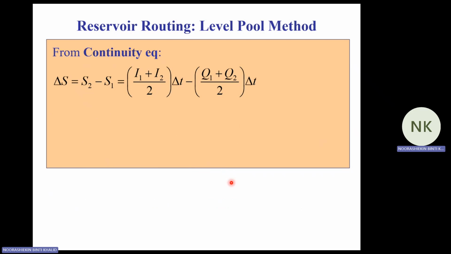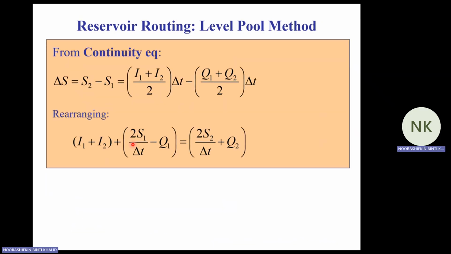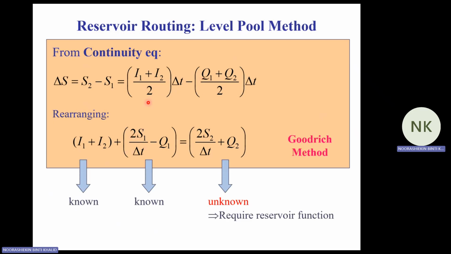For the Goodrich method, we arrange from this equation, we arrange the 2 and put it here. You can see here the difference between modified pool and Goodrich. In the Goodrich method, we bring I1 plus I2 outside, and then the 2 and 2 you put here, and then Q1 and Q2 put here. Then you got this equation. So this is the unknown for the Goodrich method.